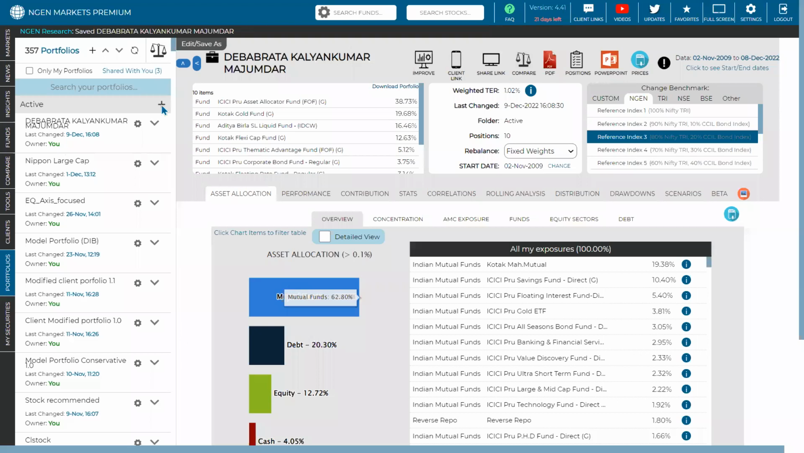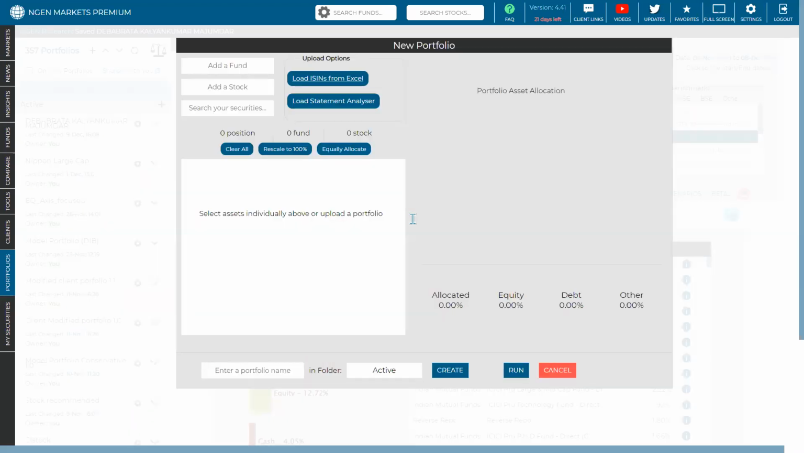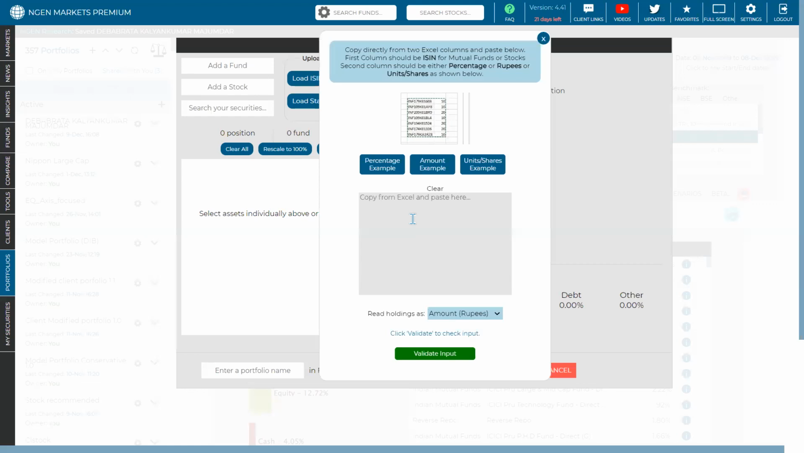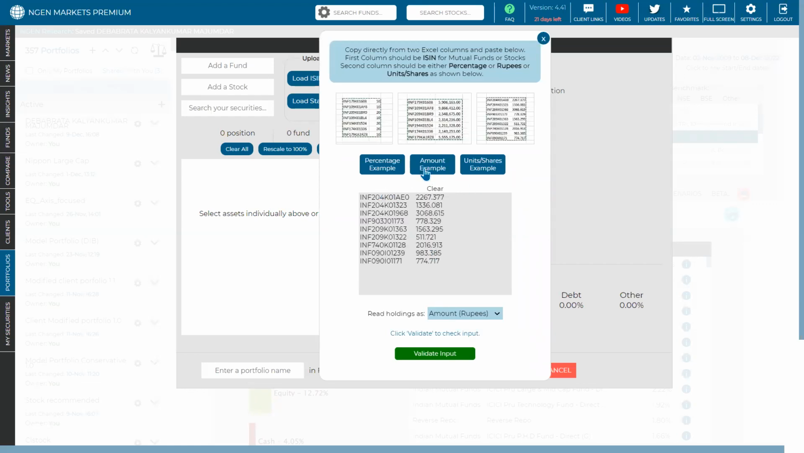Another way to add a client is through ISIN from Excel. You just need to click on that plus button, go ahead with the upload option, and load ISIN from Excel. Here all you need to do is put in ISINs with the units, amount, or the percentage. This is the unit example we have, this is the amount example, and this is the percentage example. Any of it will work.